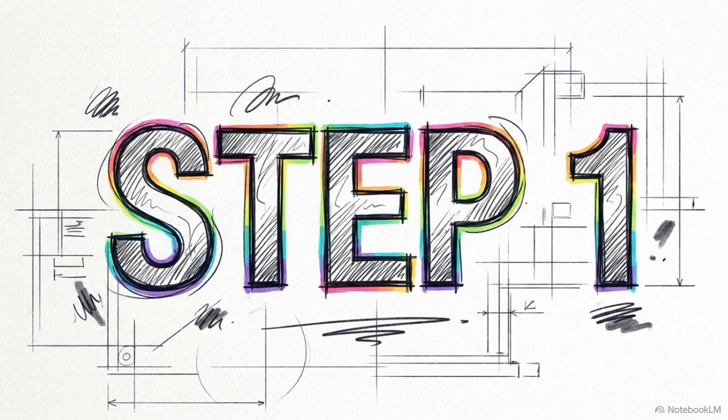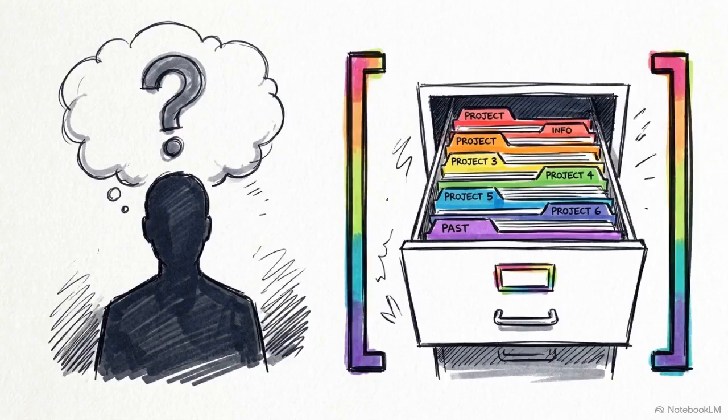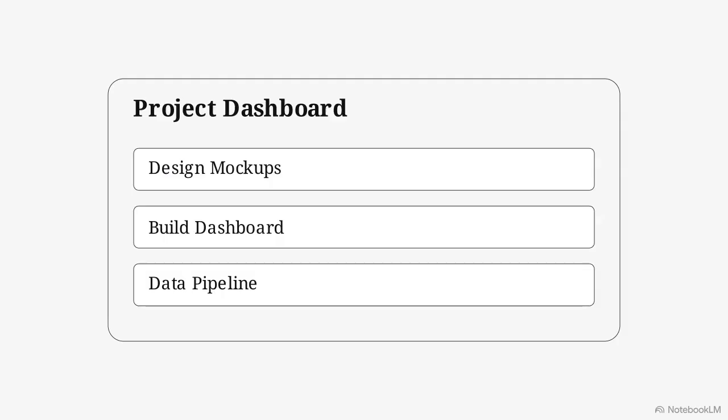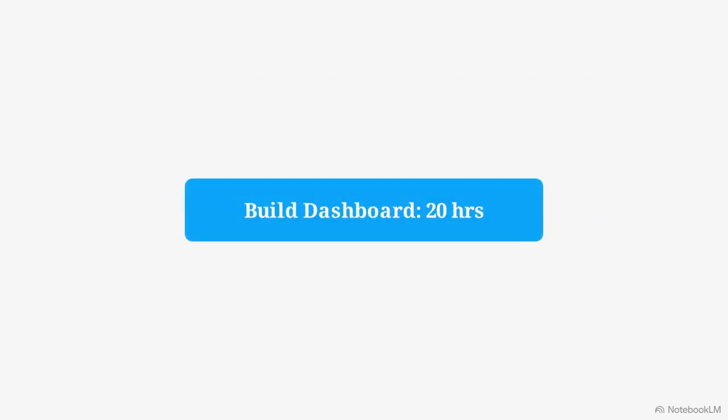Step 1 is to reference historical data. Instead of trying to pull a duration from memory, you start by locating an analogous activity your team has actually completed in the past. On this project dashboard, we can see a past task, let's say build dashboard. We isolate its logged actual time of 20 hours. This becomes your objective base anchor.